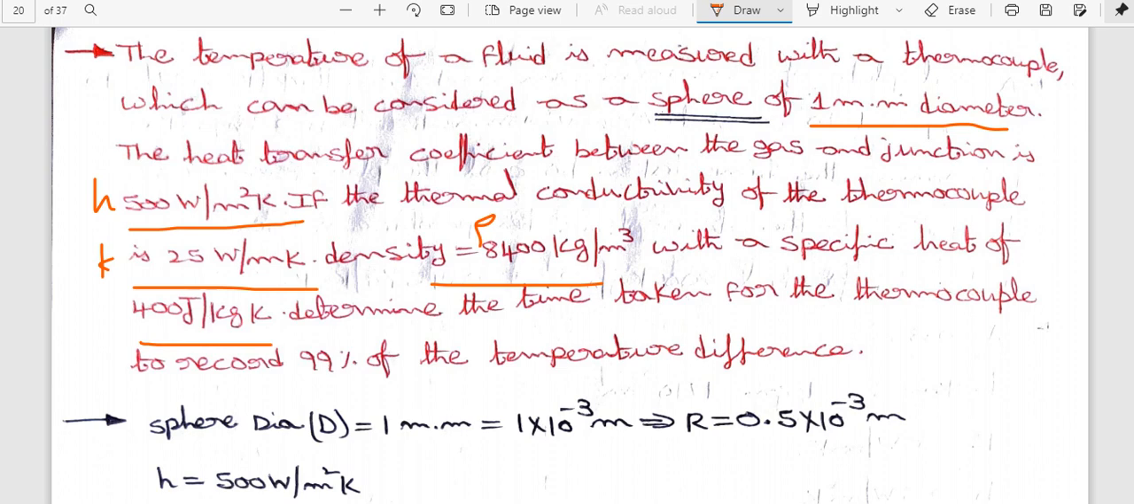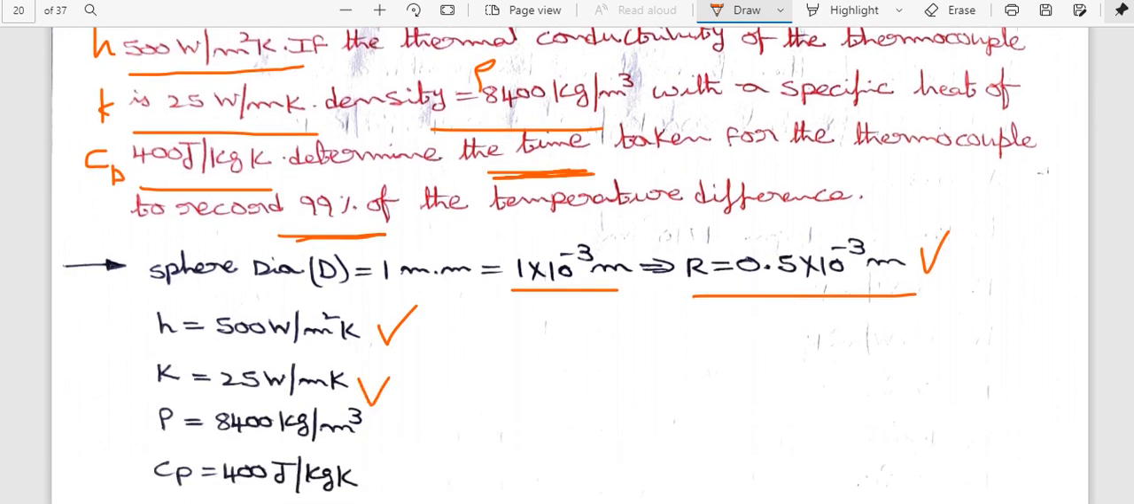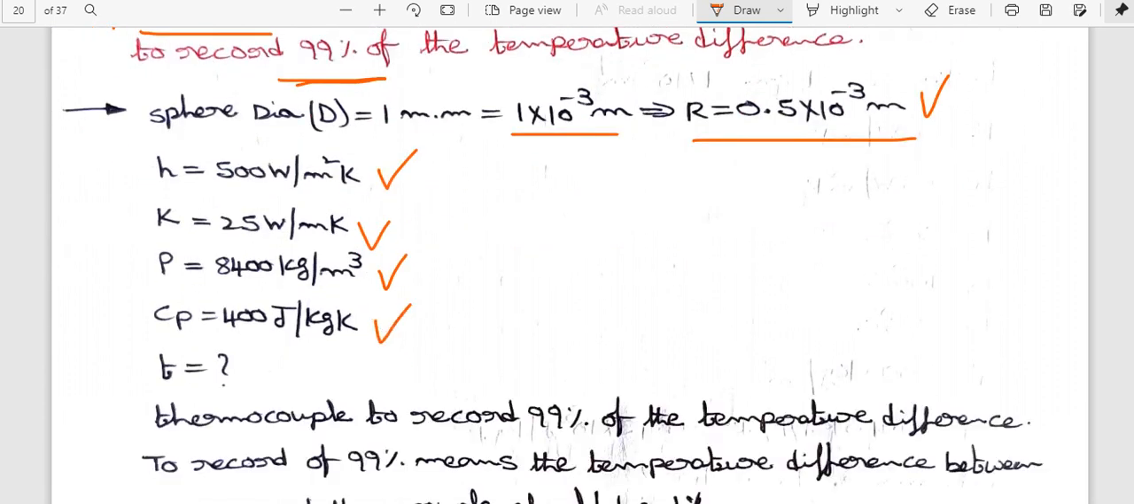So 400 joule per kg Kelvin means specific heat, that is equal to the Cp value, and determine the time. So here this is the transient condition. Determine the time taken for the thermocouple to reach 99% of the temperature difference. So here in this question, the diameter value is given, that is 1 mm. It can be converted into meters, and radius is equal to 0.5 into 10 power minus 3. So here H equal to 500, K equal to, density equal to, Cp equal to. Calculate the T value. How much value?